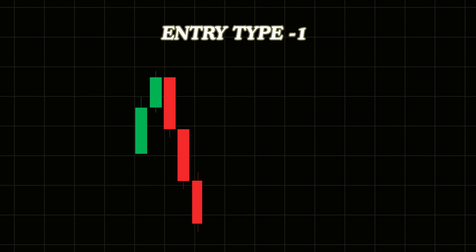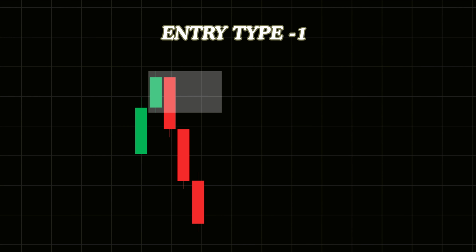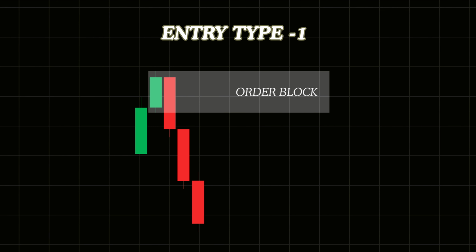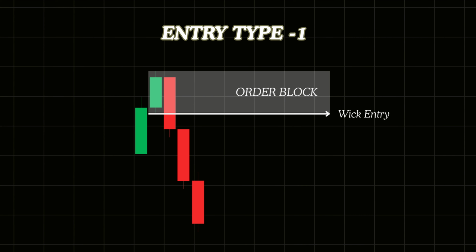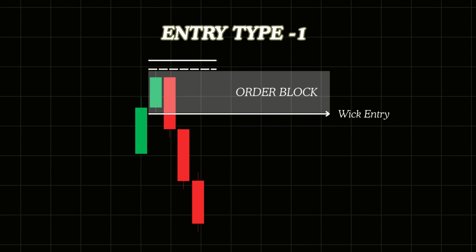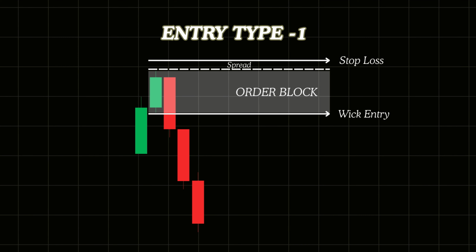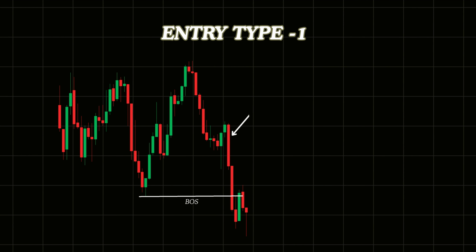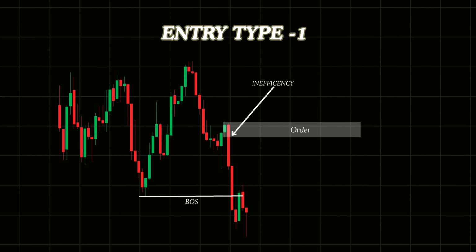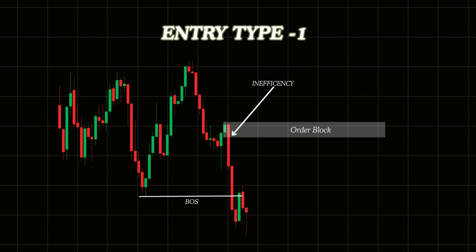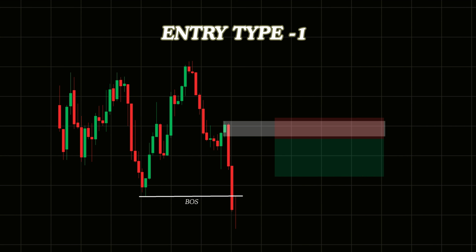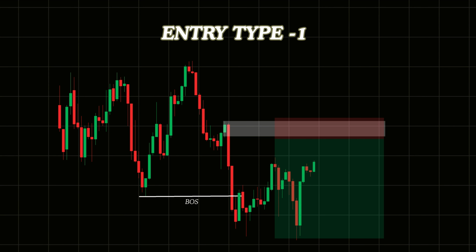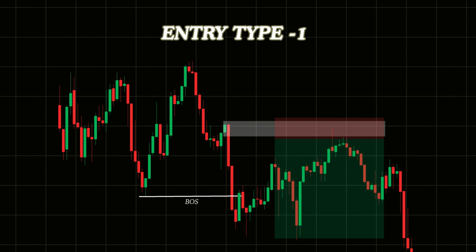The first entry method involves using the wick to execute trades. In this type of entry, after identifying a valid order block, we place a buy or sell order directly on the wick. In the case of a sell position, we set the stop loss at a spread size above the higher wick of the order block. This entry setup provides a wider stop loss margin, which can directly affect the reward to risk ratio by lowering it. However, using this type of entry increases the probability of your order being triggered, since price may simply touch the wick before moving in your expected direction.